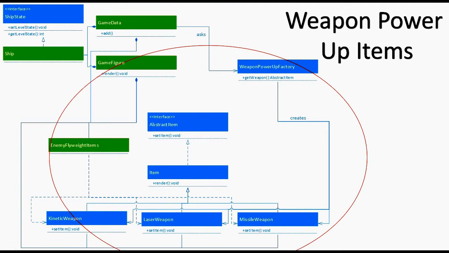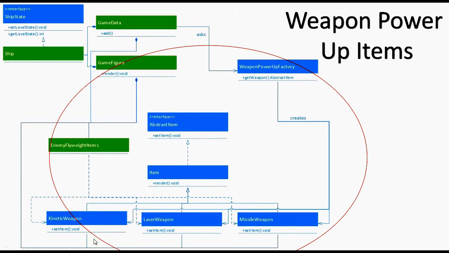This is using the factory pattern. How this is working is game data is asking weapon power-up factory to create one of these items. The weapon power-up factory is actually creating the items, which are children of this item class. And the reason I did this was I intended for more types of items to be in the game other than the ones I created here. So I set this up as an item that they could use.